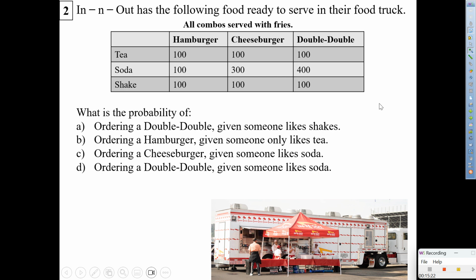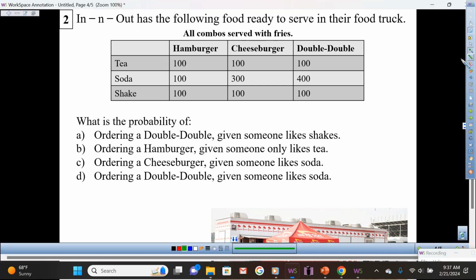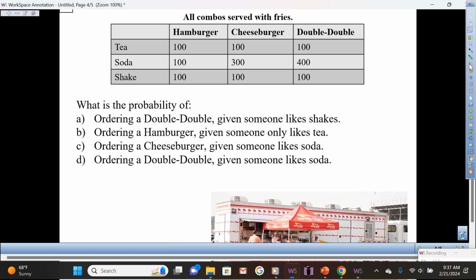Who went last? Peyton. Chelsea, what do we need to do to that table? Yes, the total. So make sure you total, and you total. Because we need those in order to get our fractions over fractions and so on and so forth.